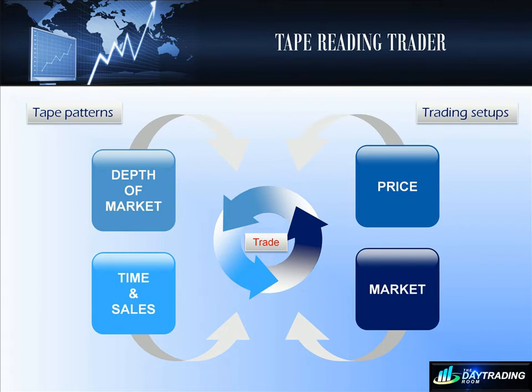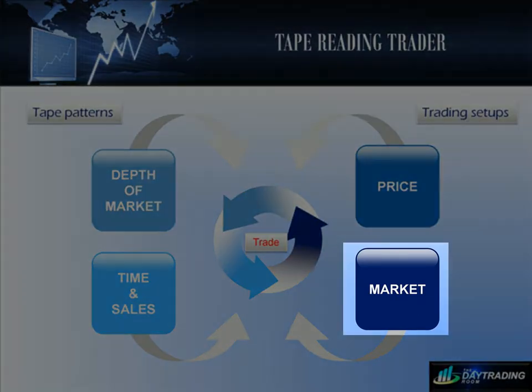So I'm going to divert very slightly from the tape reading theme just for 20 minutes or so. I couldn't release this program really without discussing the trade cycle, and how to integrate tape reading into your trading, or the best way to utilize the skill. So to me, we've got four parts of the trade cycle, and this is how a trade, in my view, is created. You've got the market, you've got the price, the depth of market, time and sales.